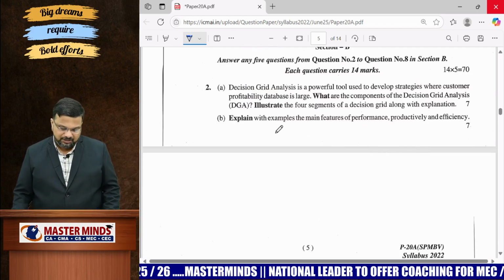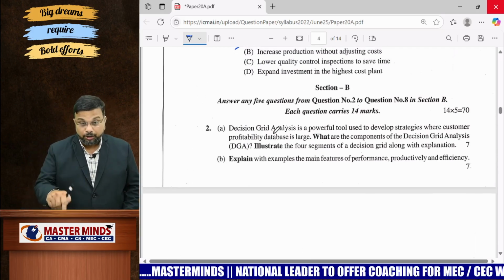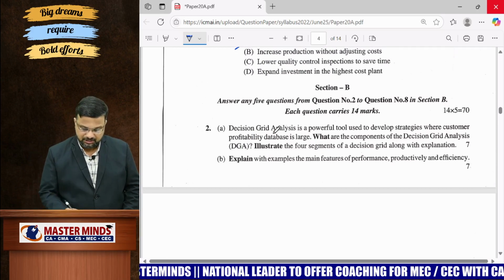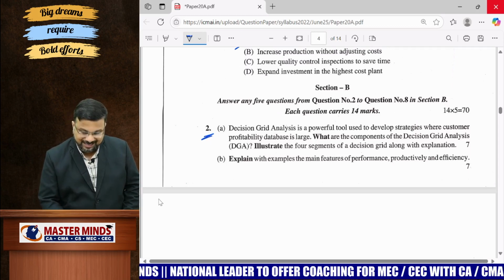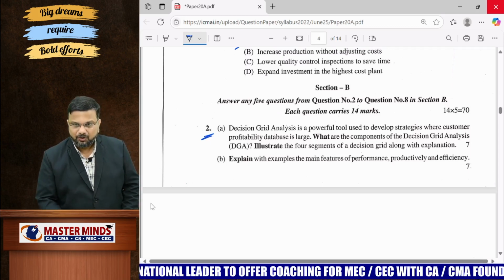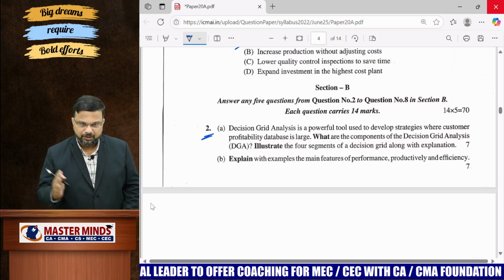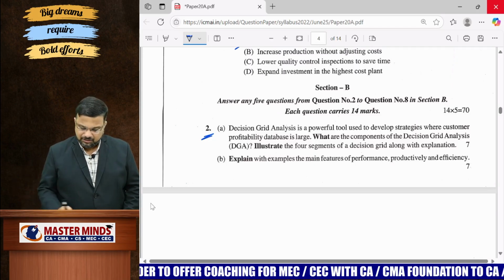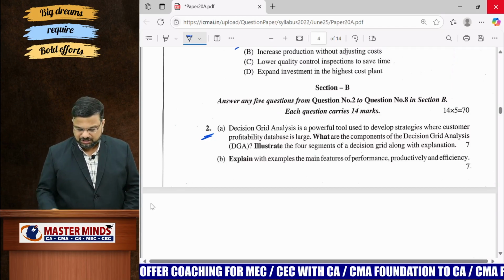What about the descriptive part, sir? Yeah. From the first module itself, they have given you 2 questions. This question is from customer profitability analysis, okay, the decision grid, where customers are classified into 4 categories. So that is what this question is about.